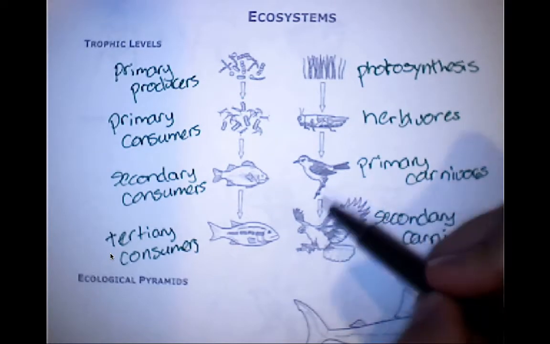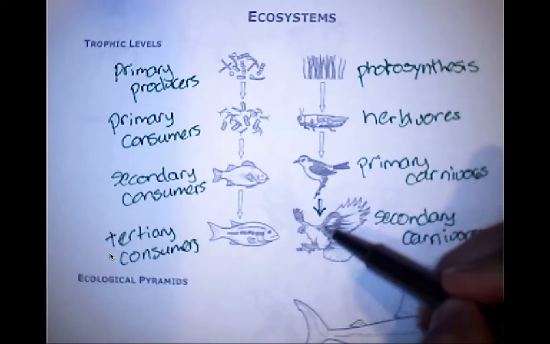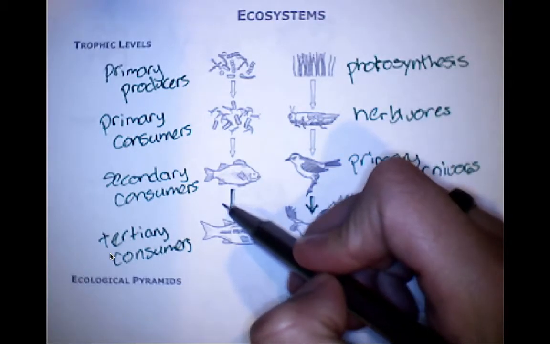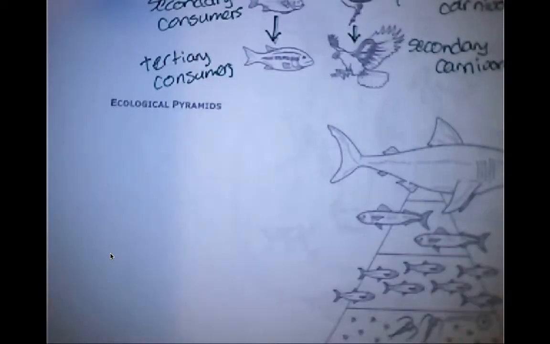Okay. Notice that the arrows always point to where the energy is flowing. The energy is going from the small bird to the big bird, or from the small fish to the large fish. The arrows always point in the direction the energy is flowing. Okay. We can turn this into an ecological pyramid.